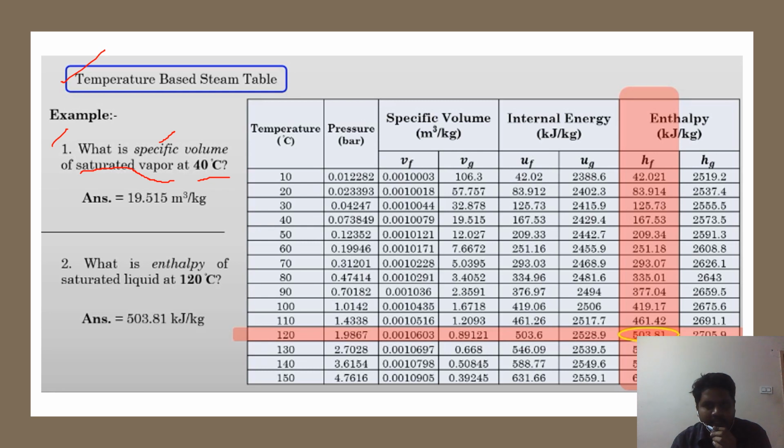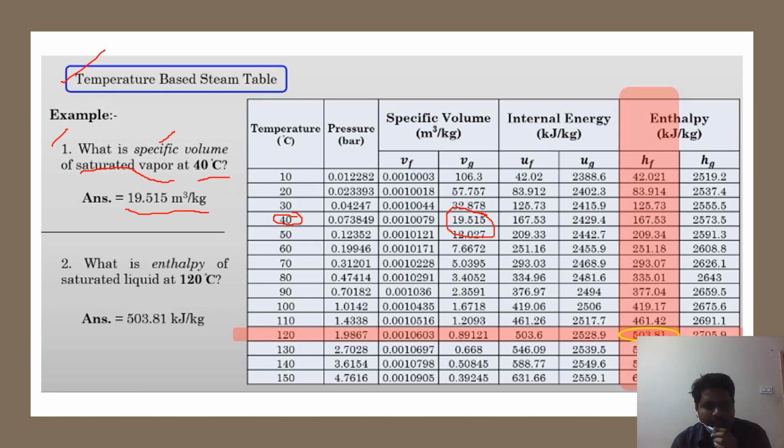If you look at this steam table, the temperature is 40 degrees centigrade. At 40 degrees centigrade, what would be the specific volume at the state of saturated vapor? This is the specific volume column. Saturated vapor means Vg, so the value would be 19.515 meter cube per kg. So the answer is 19.515 meter cube per kg specific volume. Let us see another example.